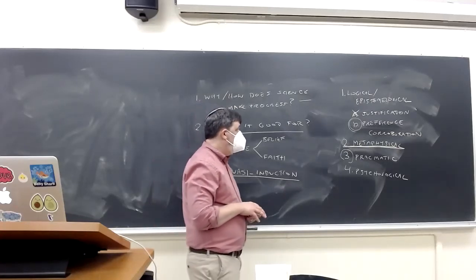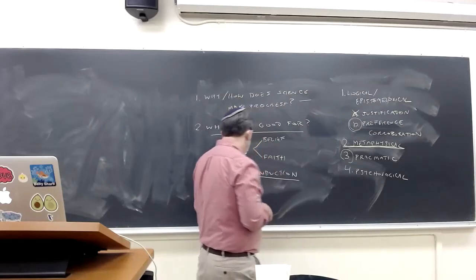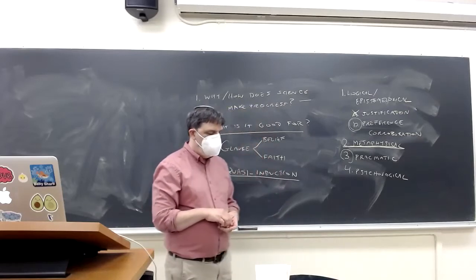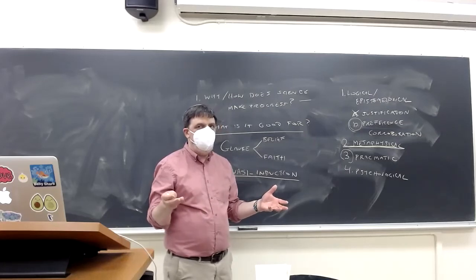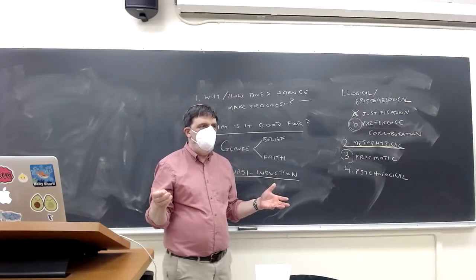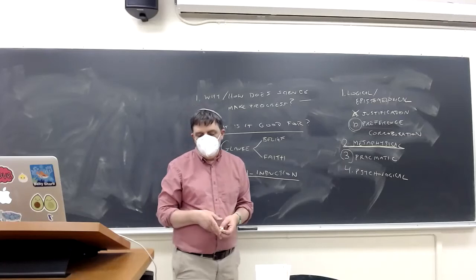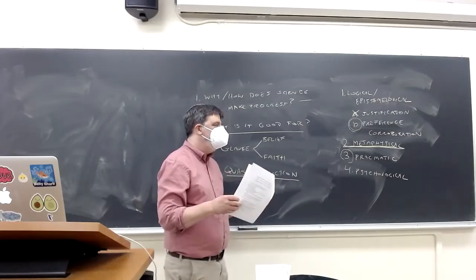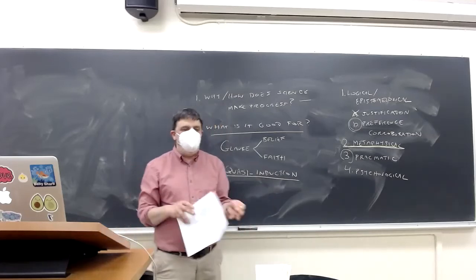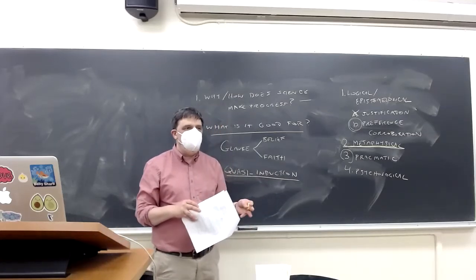So with this quasi-induction, we get to theories that are more universal and better corroborated, but that's not at all the same as saying that they're more justified, more plausible. That's the key issue, right? Well, is that the key issue? I mean, there's kind of two key issues. It depends on which you put first.